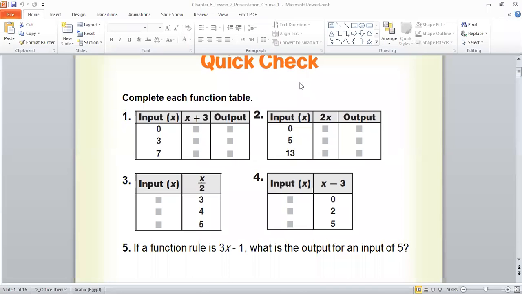Again, my friend, the input is 0, and the rule will be x plus 3. So the output here will be 3 only.